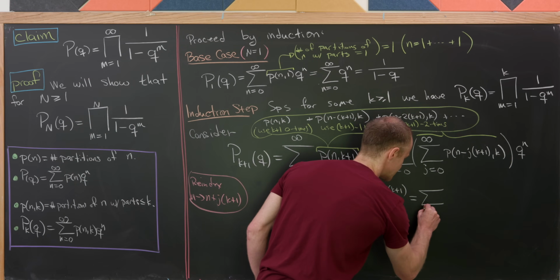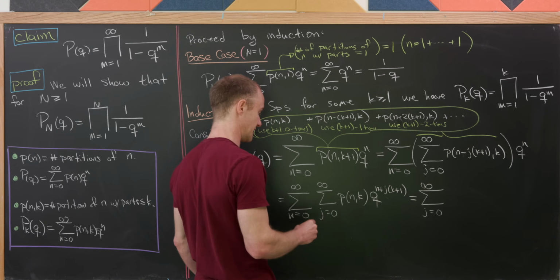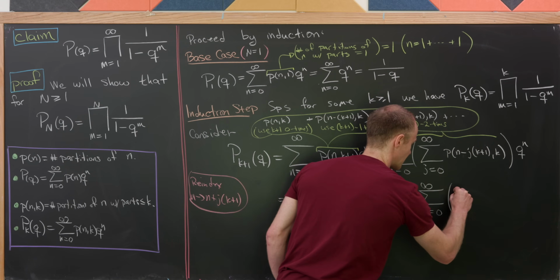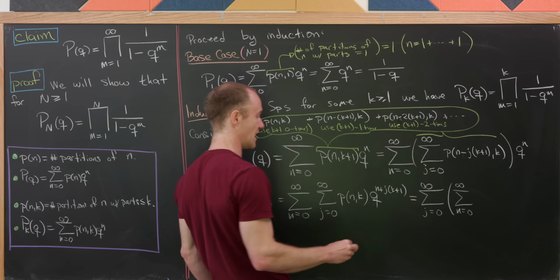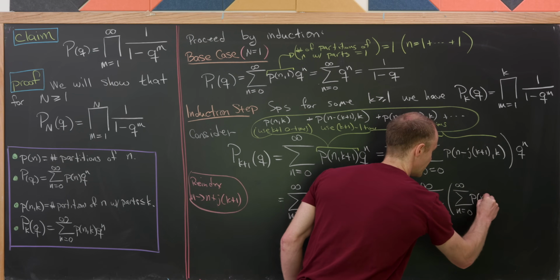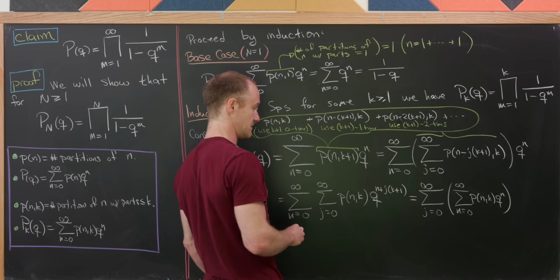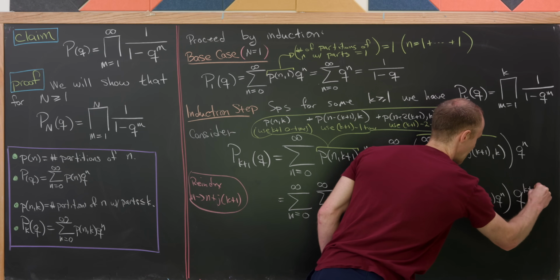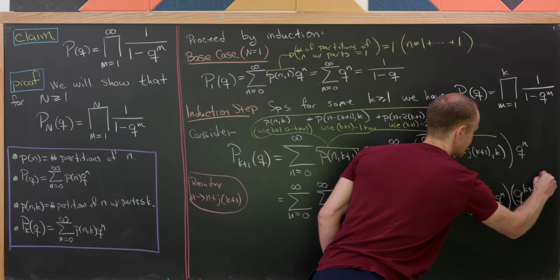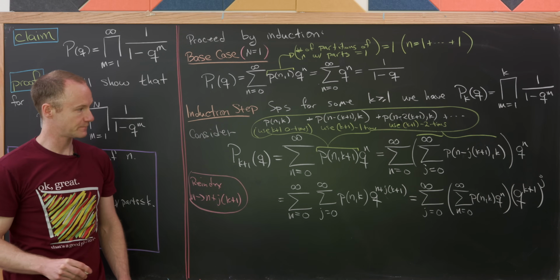So now outside, we're going to have the sum as j goes from 0 up to infinity. And then we'll have our sum as n goes from 0 up to infinity of p of n comma k times q to the n. And then after that, we're going to have q to the k plus 1 raised to the j power. I'm careful to write it like that.